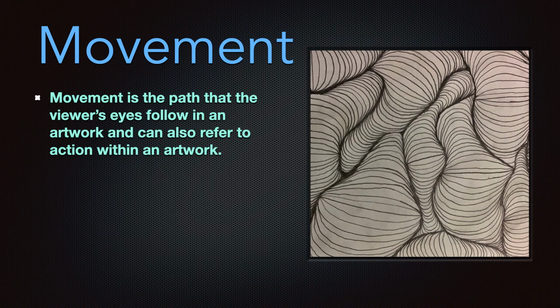Movement. Movement is the path that the viewer's eyes follow in an artwork and can also refer to action within artwork. Notice the drawing completed by a French student on the right, and notice how your eye wants to move around to different parts of the drawing. Your eye tends to follow the dark shaded lines and even the small thin lines that create kind of a 3D shape.